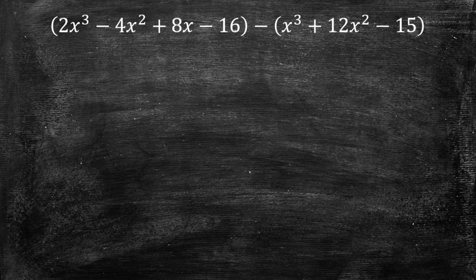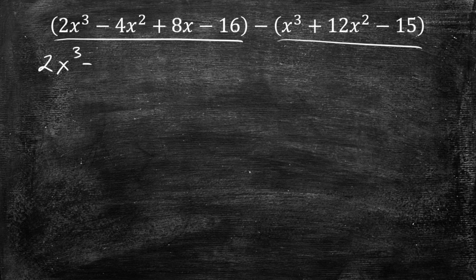Example number 2. So what we have is this polynomial over here in the front being subtracted by this polynomial over here in the back. So what we're going to do is go ahead and rewrite the first polynomial. Just let's get rid of those parentheses. So we got 2x cubed minus 4x squared plus 8x minus 16.